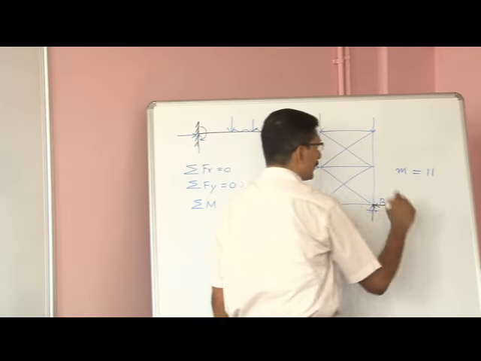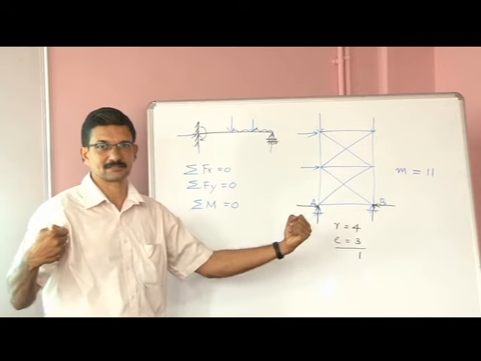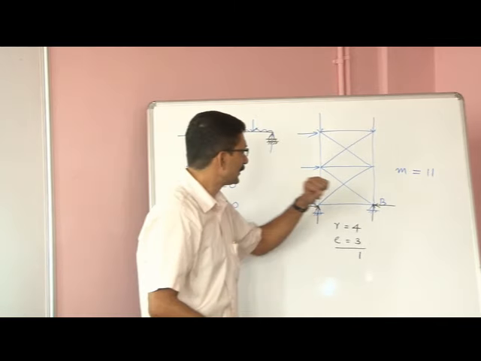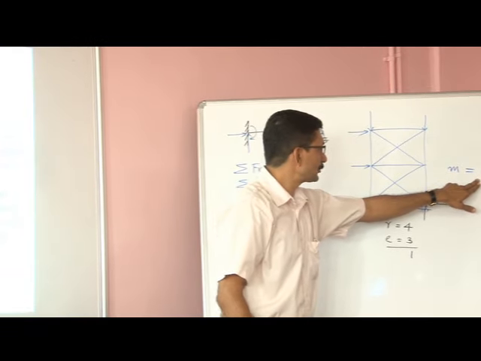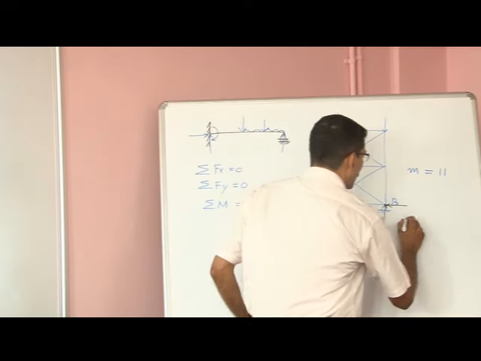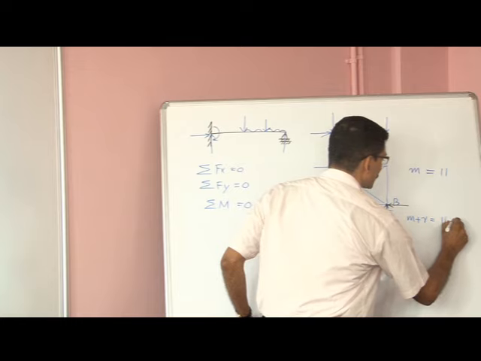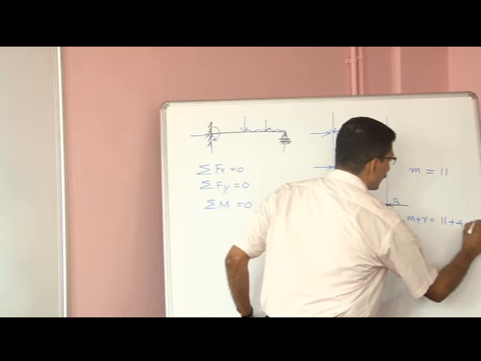So there are 11 members, and 11 axial internal forces, which can be tensile or compressive, in this structure. So internal forces plus external forces, M plus R, is equal to 11 plus 4, which is equal to 15.